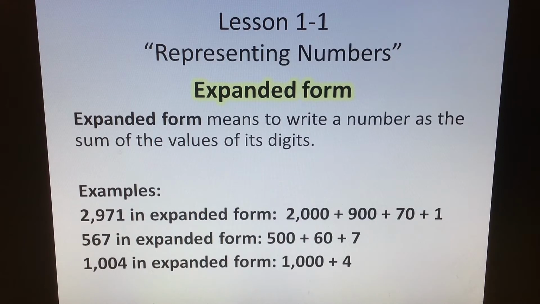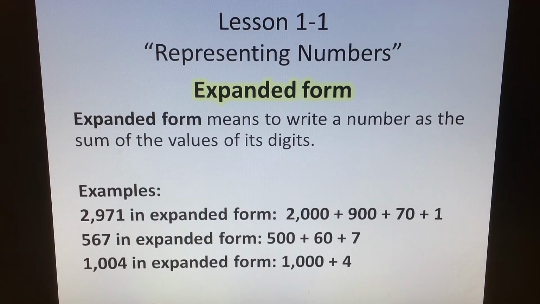Expanded form is another term to know. Expanded form means to write a number as the sum of the values of its digits. This one's a little bit trickier, so pay close attention. Examples include the number 2,971 written as 2,000 plus 900 plus 70 plus 1.